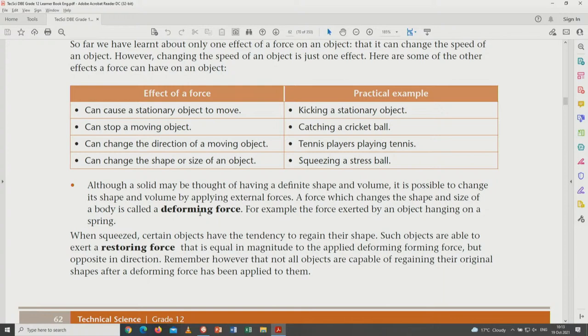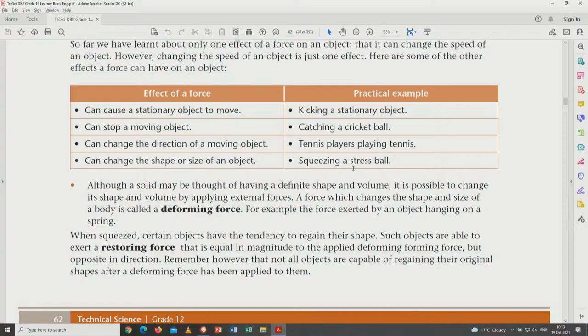It can cause a stationary object to move, which is what you learned in motion. It can stop a moving object, that you also have learned in motion. It can change the direction of a moving object. That is a topic that you will have done in motion as well. And then it can also change the shape and size of an object. So this is actually our area of concern in this particular discussion that we are going to have. A force can change the shape or the size of an object.